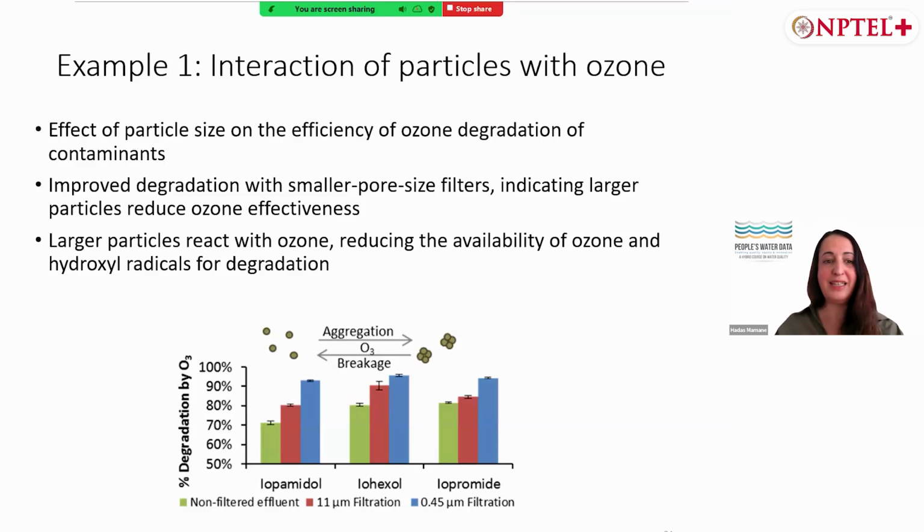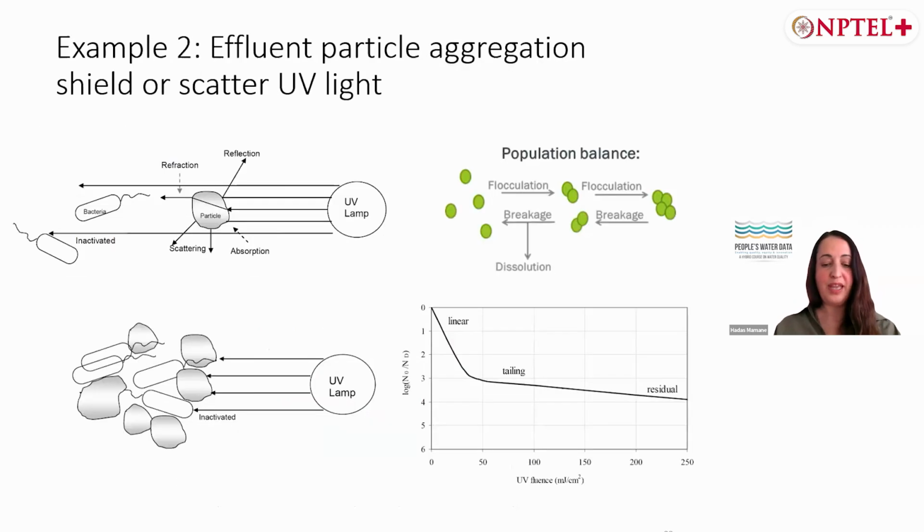But in addition to that, it's also very important to remember that the particles can interact with the ozone. And that may induce either dissolution or aggregation. And that will impact the ozone and hydroxyl radicals that are available for degradation of the micropollutants. So this is one example.